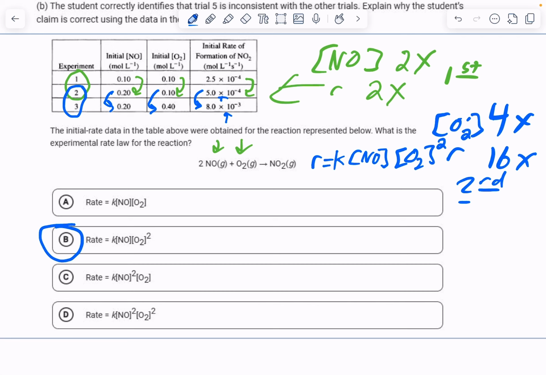B is the correct answer choice. Okay, A is not right because it's saying they're both first order. C is not right because it's saying NO is second order and O2 is first order. They got it backwards. And this one's not right because they're saying both of them are second order and they are not. Okay, NO is just a first order reactant. Okay, so B is the right answer. Hopefully that was helpful.